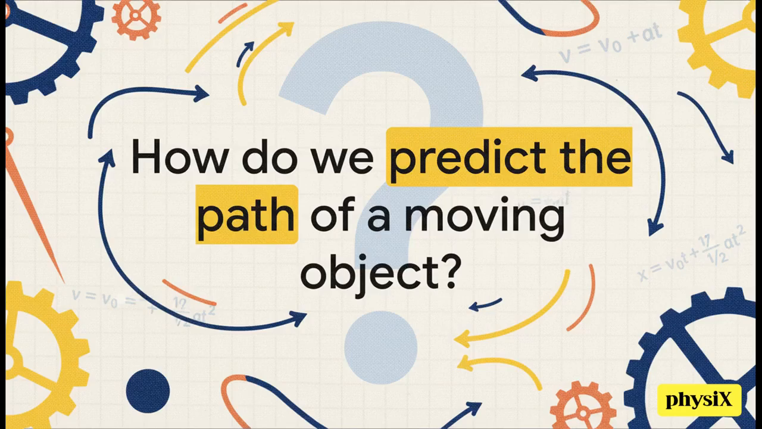If something is moving, can we actually predict where it's going to be? And how fast it'll be moving when it gets there? The answer is a huge yes. And believe it or not, the tools we use are incredibly elegant.